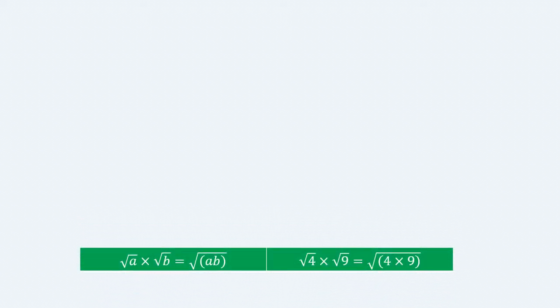And the square root of a multiplied by the square root of b is the same as the square root of a times b. So root 4, for instance, multiplied by root 9 is the same as the square root of 4 times 9.